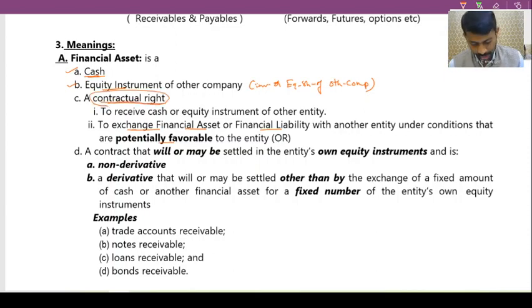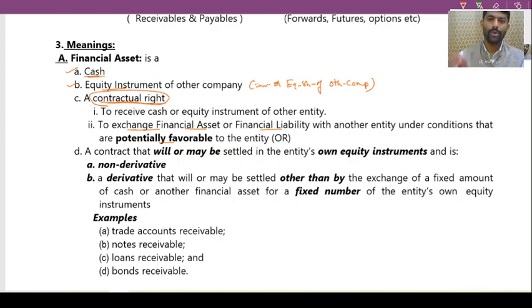Contractual right to exchange financial asset or financial liability with another entity in a potentially favorable condition. So that means you have entered into a contract to exchange a financial asset, either cash or equity instrument, or financial liability, whether loans, receivables, etc., under a potentially favorable condition. That means at a profit. If you have entered into a contract to exchange at a profit, then that contractual right is called a financial asset. Understanding that?